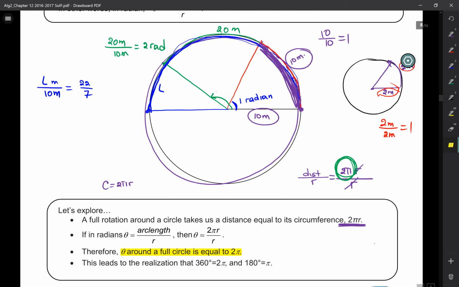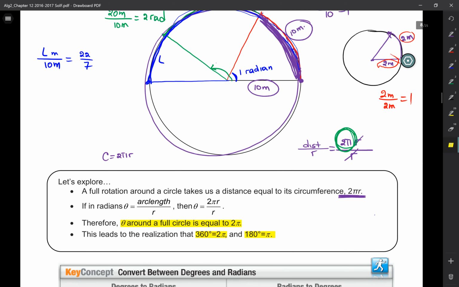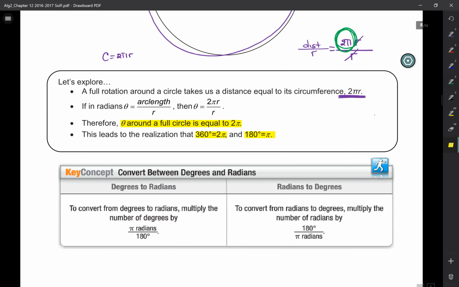In degrees, how many degrees is it around a full circle? 360. So, if in radians it's 2 pi around a circle, and if it's 360 in degrees, that means 360 is equal to 2 pi. And if I divide both of those by 2, 180 is equal to pi. Okay? So pi is equal to 180. All right, so that's where that comes from. If there is anything you need to know, it's this, that 360 is the same as 2 pi.